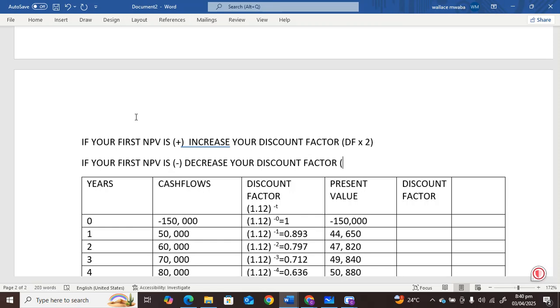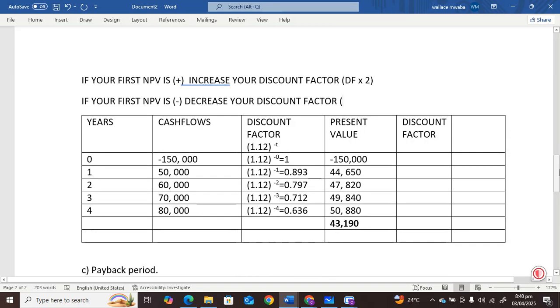So colleagues, here we have to increase our discount factor. We can use 13%, but I think if we use 13%, we'll still get a positive value. So let's try to use 20%. Let's see if 20% will give us a negative net present value. If 20% fails, we'll try 24%. So our new discount factor is 20%.